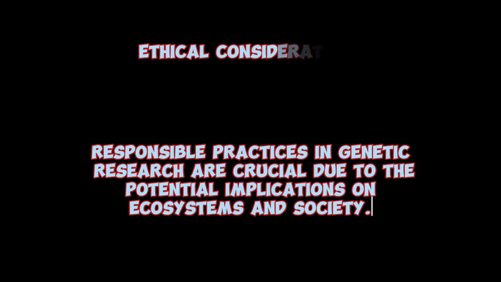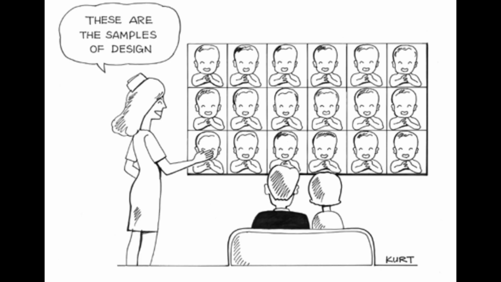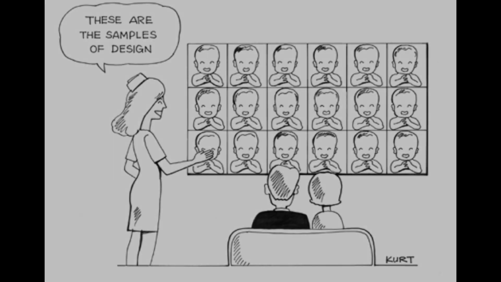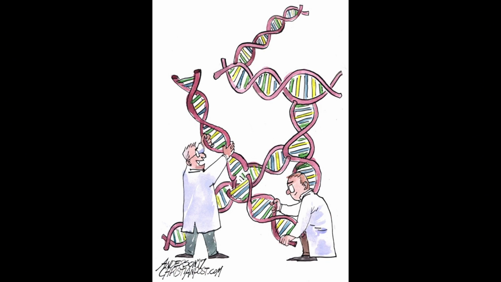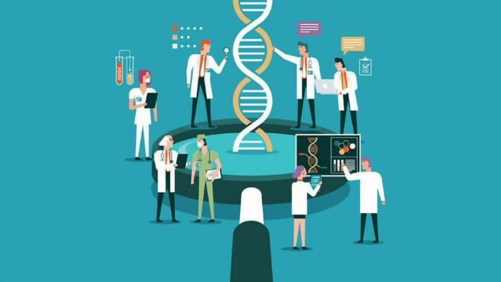Responsible practices in genetic research are crucial due to the potential implications on ecosystems and society. It is essential to prioritize the safety of the environment by conducting thorough risk assessments, implementing containment measures, and considering the potential unintended effects of genetically modified organisms.